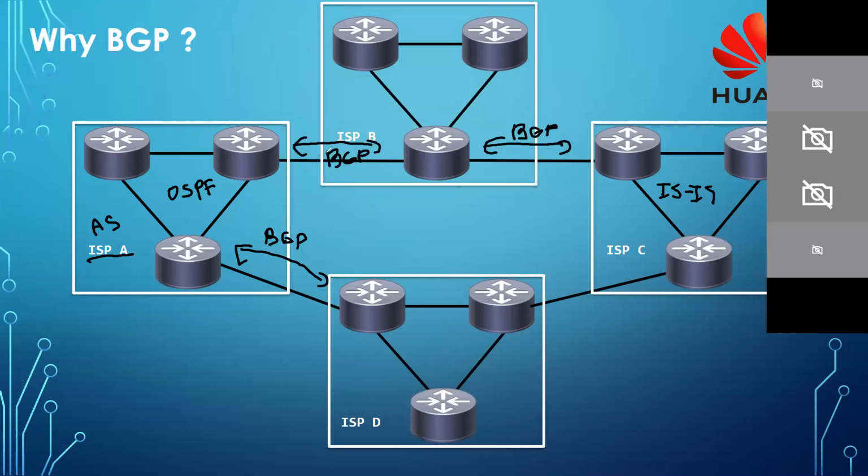But between ASes, they will run BGP. When they run BGP, they will agree on some policy. For example, ISP B will permit ISP A to travel across its network to go to ISP C. So with BGP we can do filtering policies, and so we can have more granular policy between ASes.